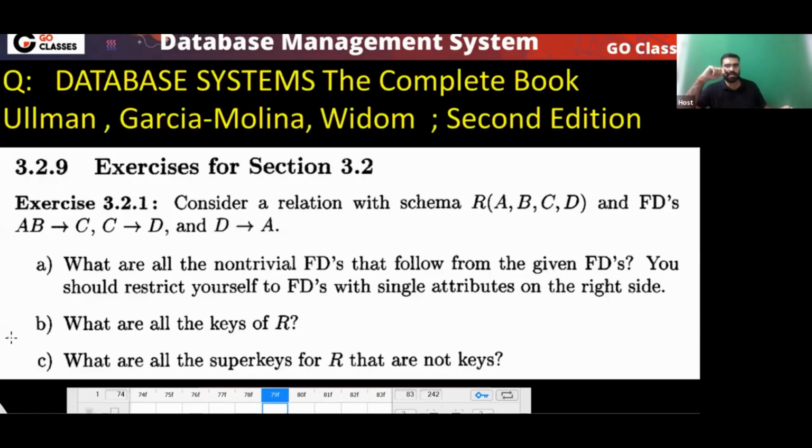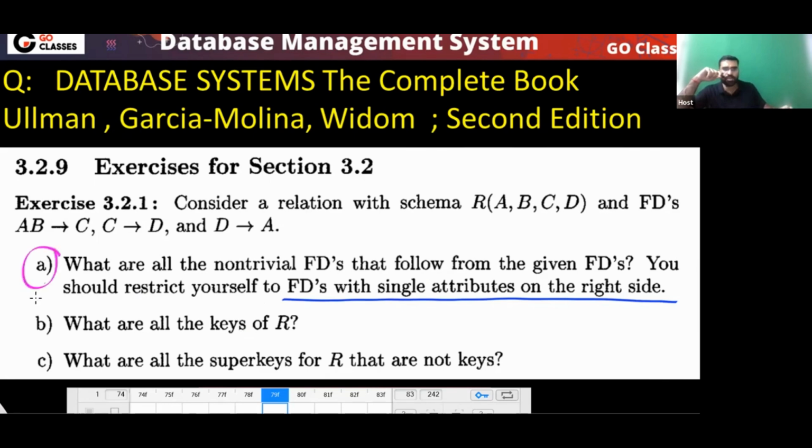Let's see this question, the next question from the same Ullman book of the DBMS. The FDs are given to you. What are the non-trivial FDs that follow from the given FD set? You should restrict yourself to FDs with a single attribute on the right side.